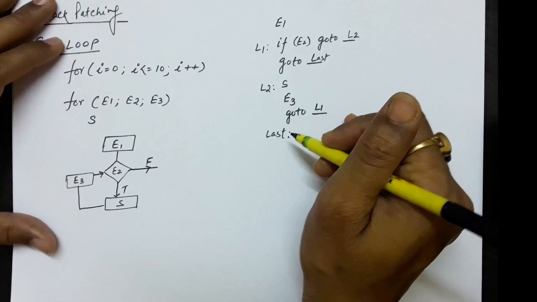Fine. Let's say this is the last level. So in the backpatching, if I is less than or equal to 10, the condition is true. You have to come to L2 stage. And if this condition is not true, then you're automatically coming to this statement, go to last. So this way you can write the three address code for the for loops.